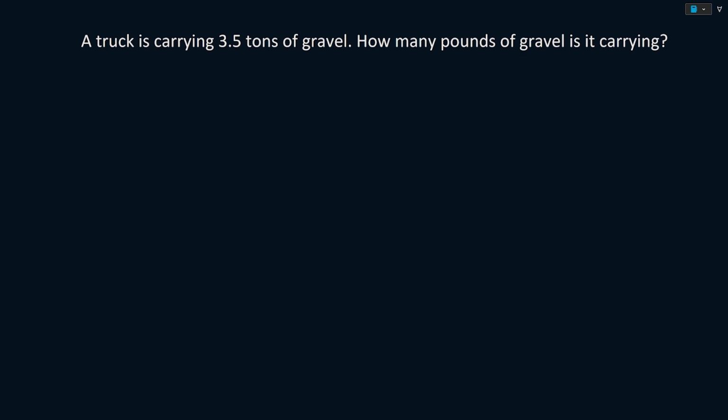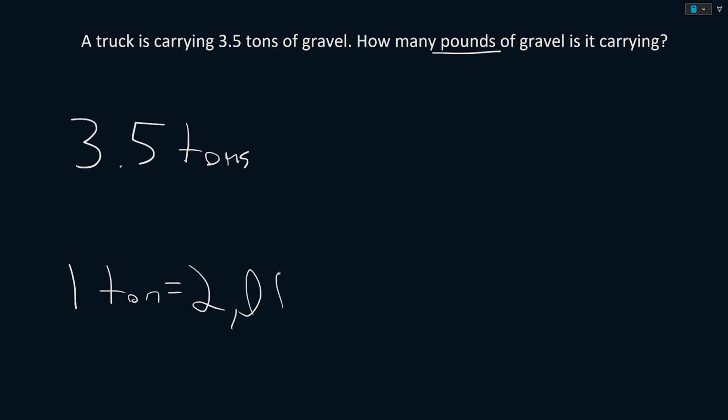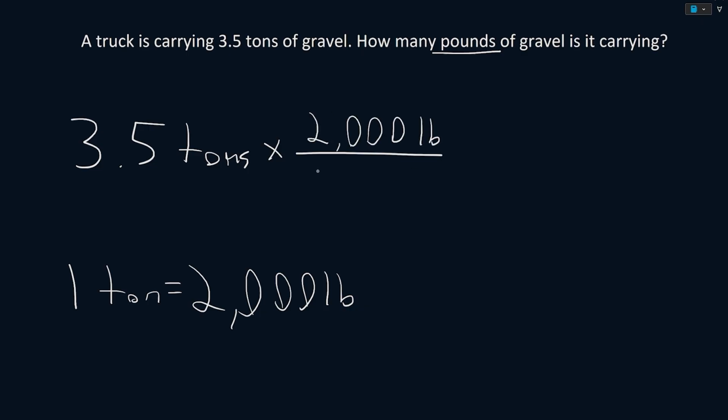A truck is carrying 3.5 tons of gravel. How many pounds of gravel is it carrying? We were given 3.5 tons, and we want to convert it to pounds. We know that 1 ton is equal to 2,000 pounds. So in order to convert tons to pounds, we need to multiply through our conversion factor of 2,000 pounds is equal to 1 ton.